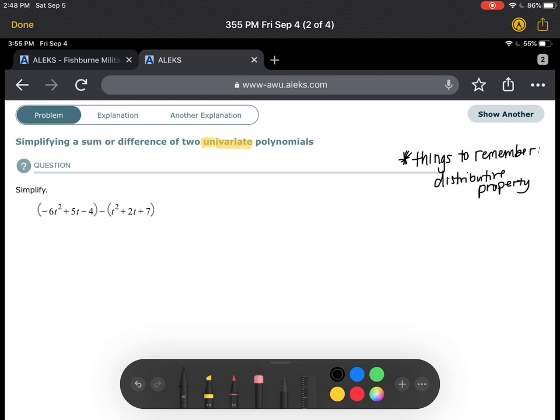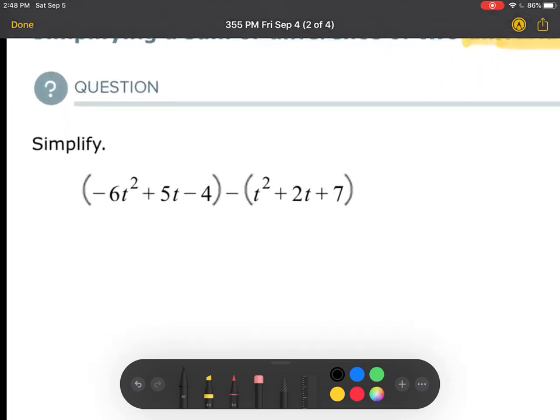So before we really get into this, I want you to remember the distributive property, okay? Because if you think about the distributive property, this will make your life a lot easier, okay? So once we get into this, let's just jump into it.